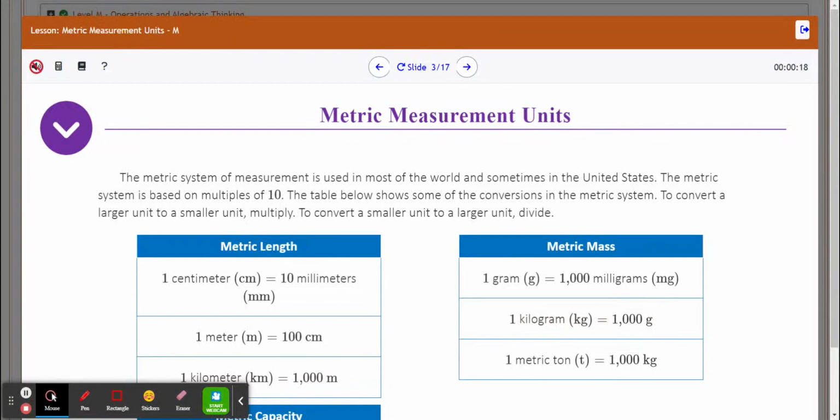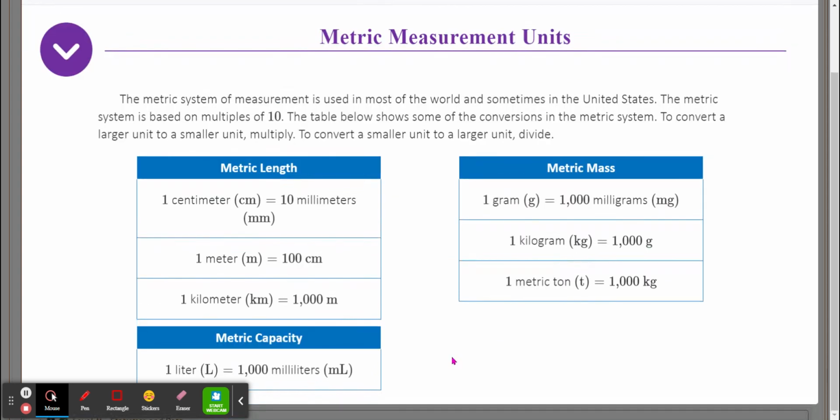Lesson number 39, metric measurement units. So the metric system is what most of the world uses outside of America, and we use it sometimes in America. So the conversion process is still the same. You're just using different numbers now. The units are different. So we're talking about length in the metric system.